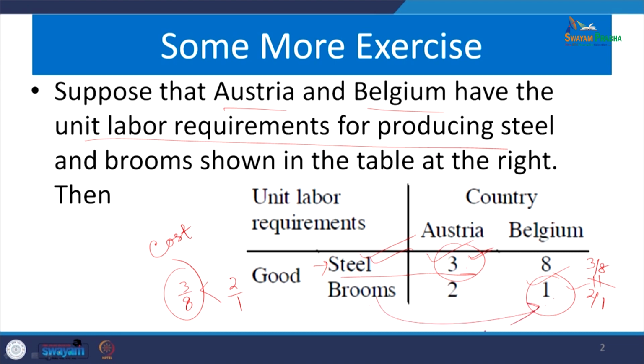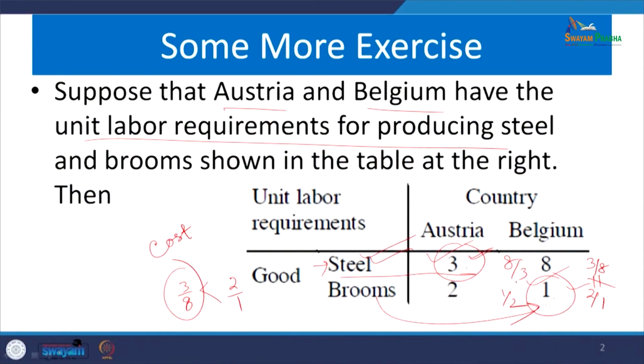If you take the reverse ratio like 1 upon 8 by 8 upon 3. So, 1 upon 8 is half the cost, it is more than double. If I just take the different ratio 8 upon 3 and 1 upon 2, Belgium has half the cost than that of the production of Austria so far as brooms are concerned. And similarly for steel, Belgium has more than double the expenditure for production of steel as compared to Austria. So, therefore, comparatively Belgium is better in broom and Austria is better in steel.